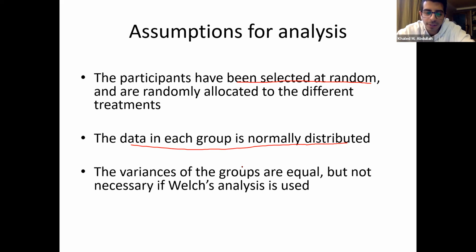The data in the group is normally distributed. The variances are equal, but not necessarily. So this is a random fact you need to know. Just memorize. These are assumptions that are usually everywhere.